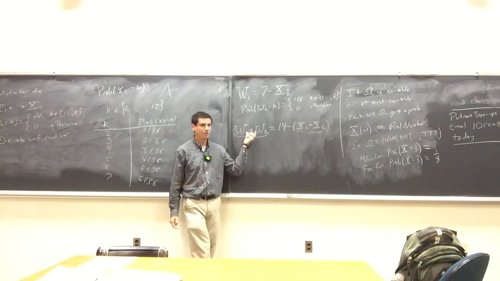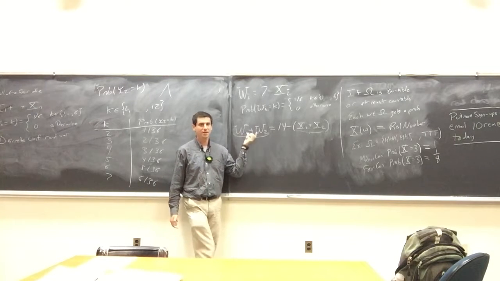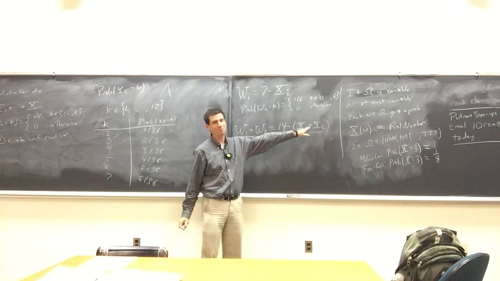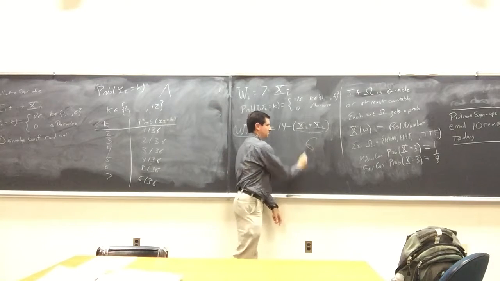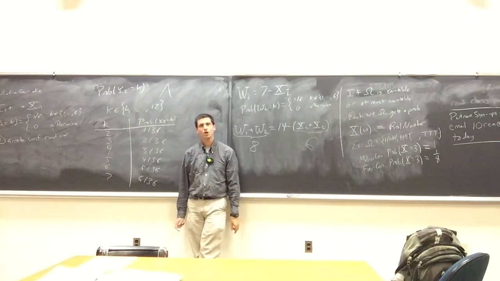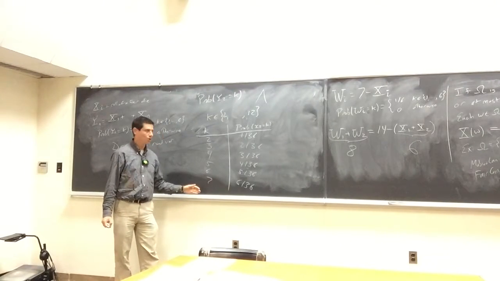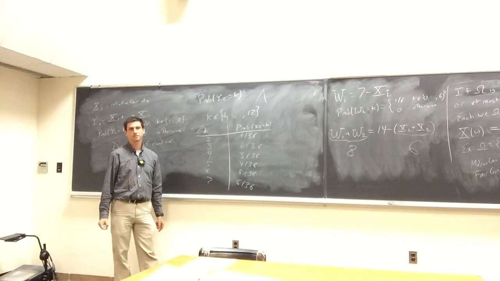So if I want to calculate the probability that this sum is 8, that's the same as calculating the probability that this sum is 6. So because of this observation, once we've done half the table over here, we can fill in the rest.